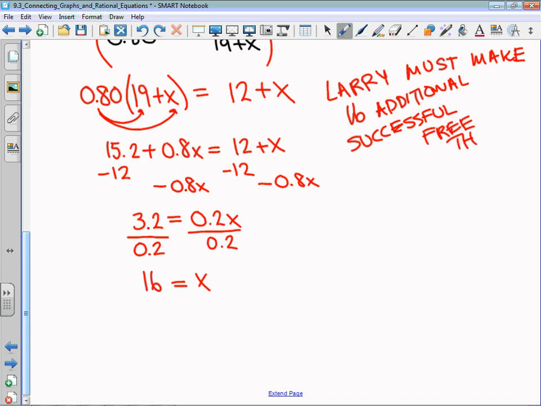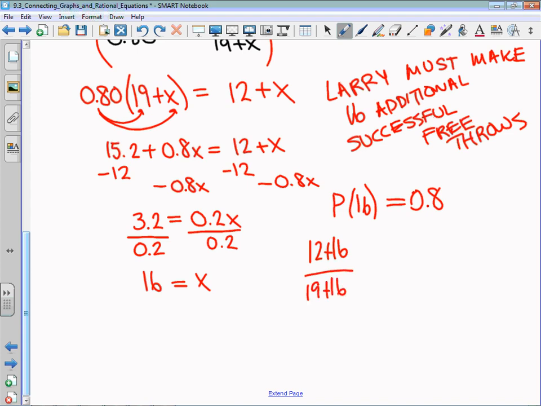Now, I always like checking if it's right. So if this is correct, then we should be able to say that the percent that he has gotten right as a decimal, if he makes 16 additional free throws, is, and I'm going to put greater than or equal to 0.8. Now, I don't want to put greater than. Sorry, I shouldn't have done that. We are going to say that it's equal to 0.8. If we've done this correctly, then it should be good to go. Now, if we evaluate this at 16, that's going to be 12 plus 16 over 19 plus 16, which is to say 28 over 35. And if you put 28 divided by 35 into your calculator, guess what you get?